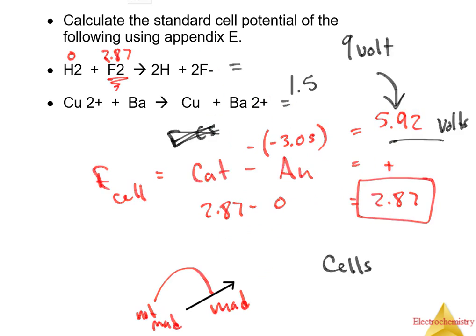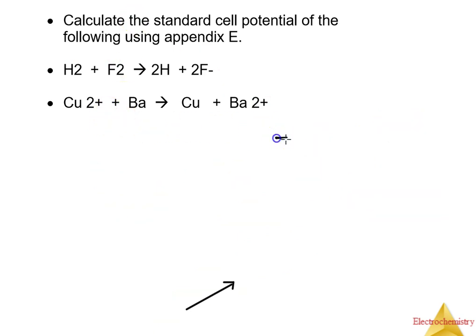But anyway, okay, let's do Cu and Ba. What did we end up with? 2.14. That's just terrible. 2.34.